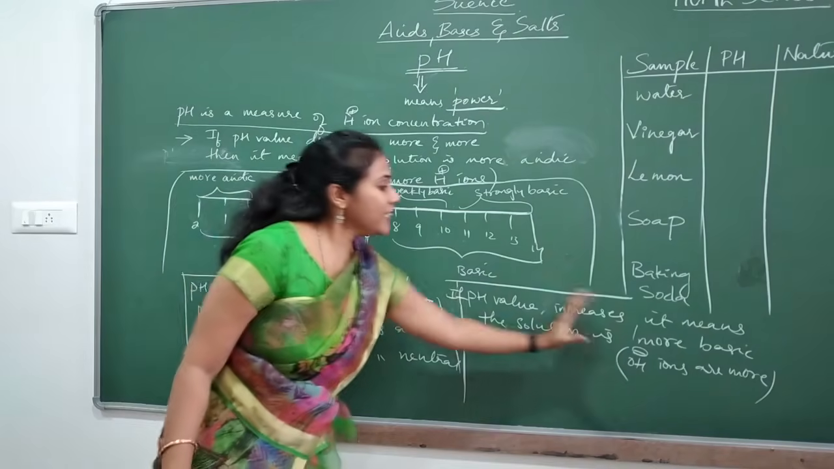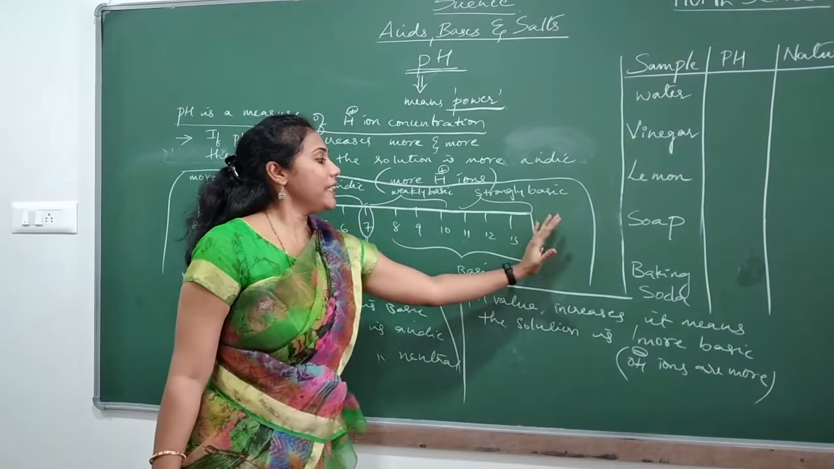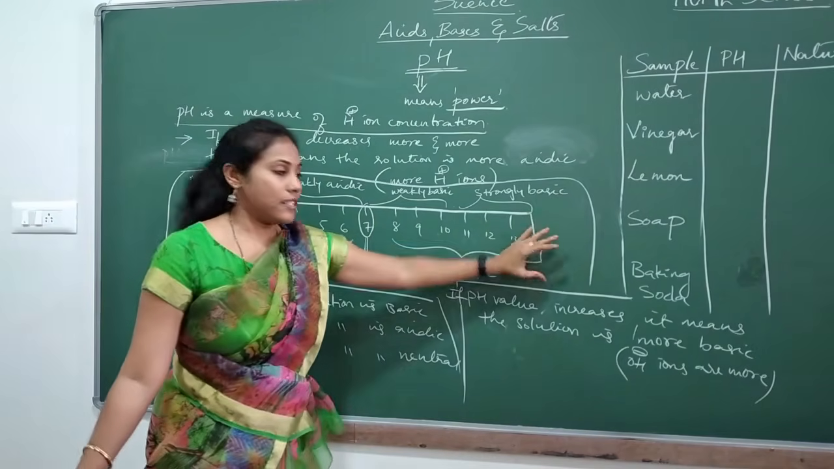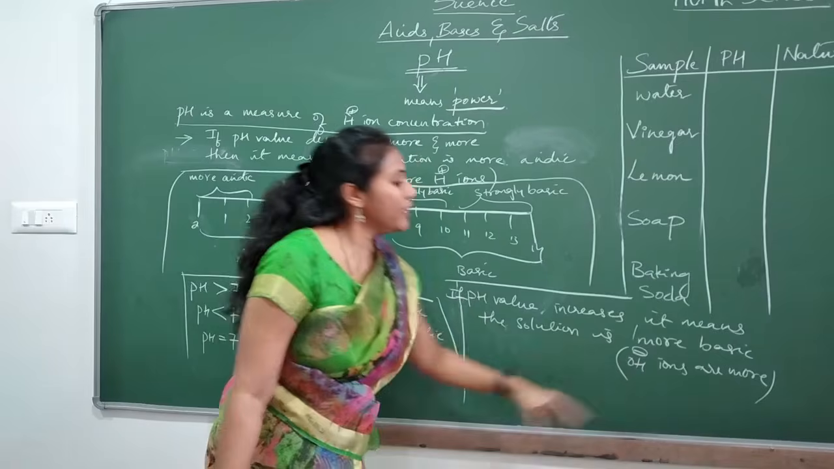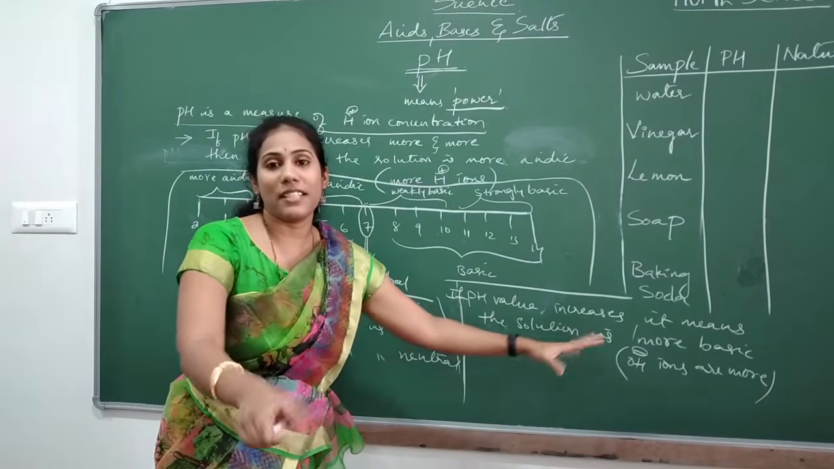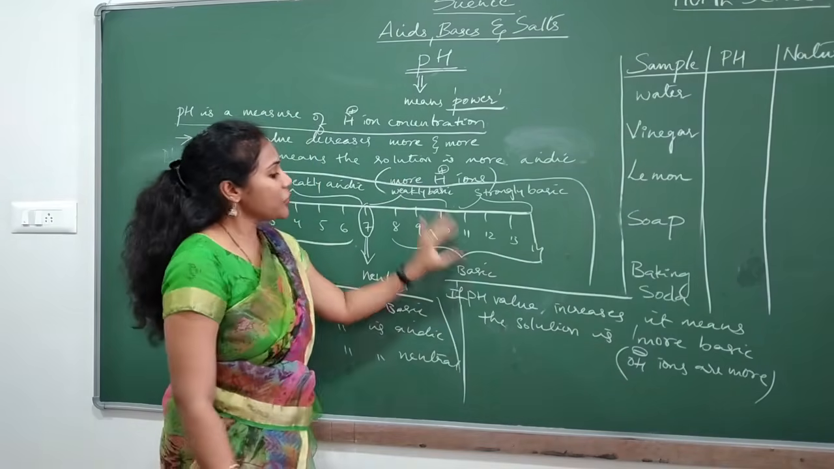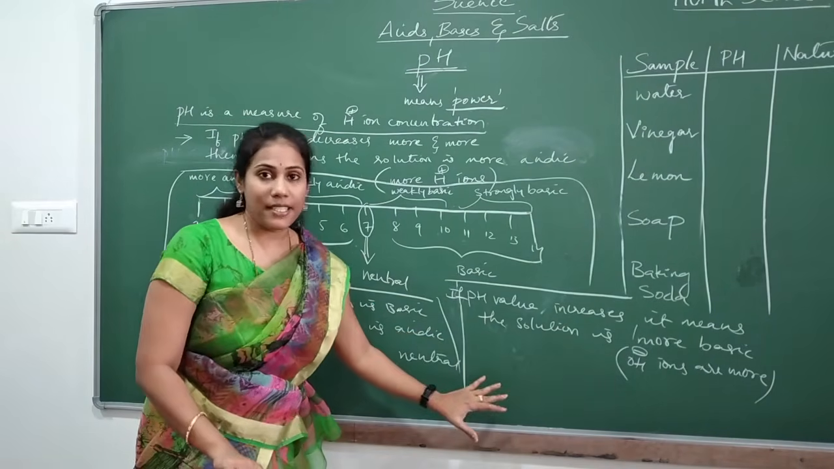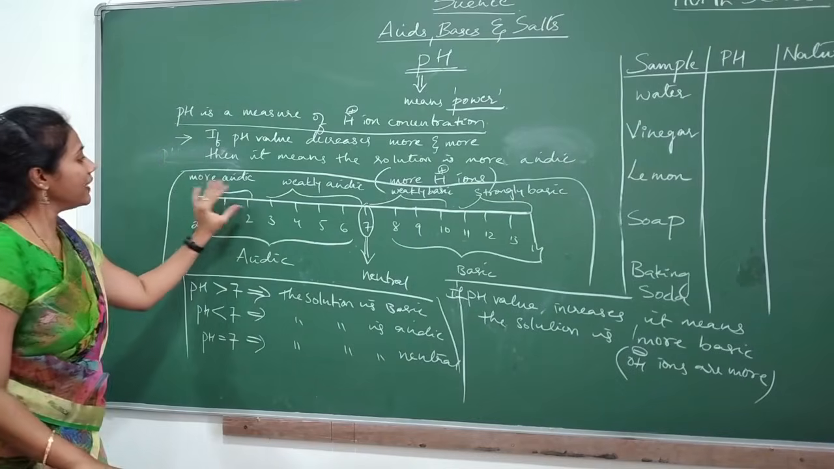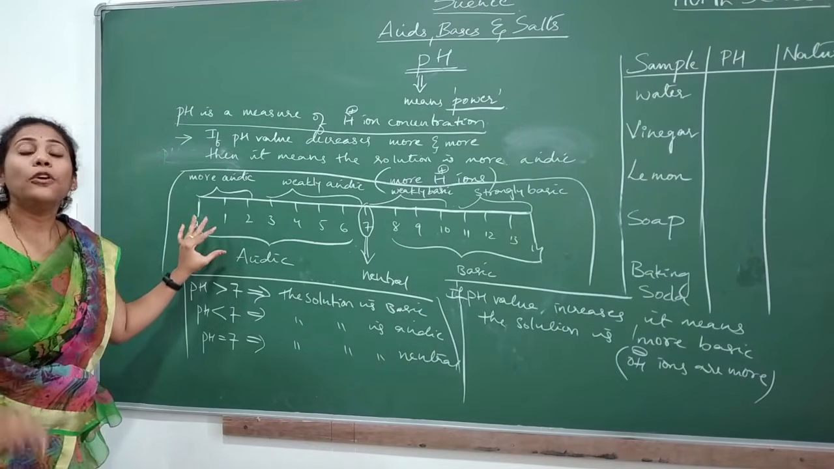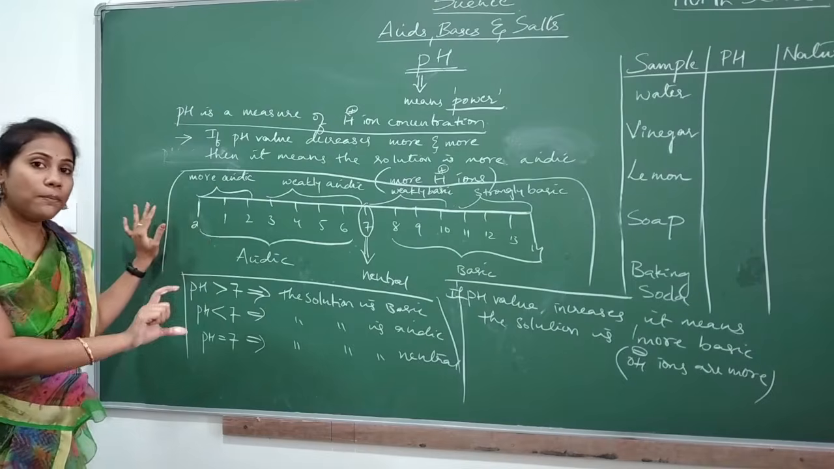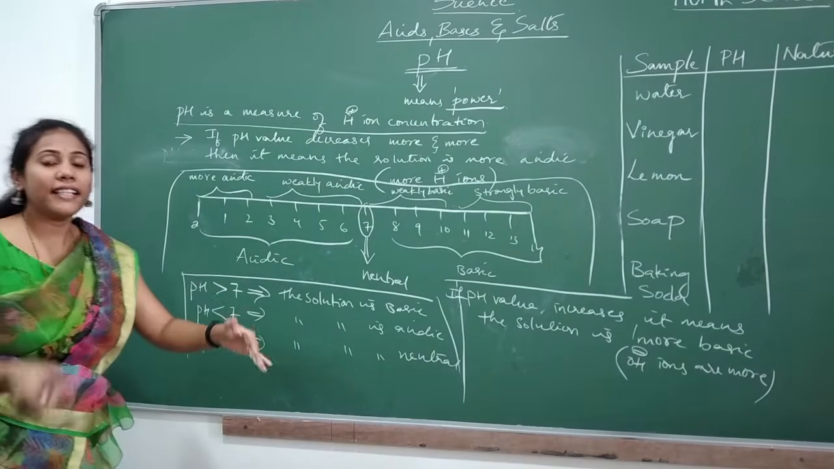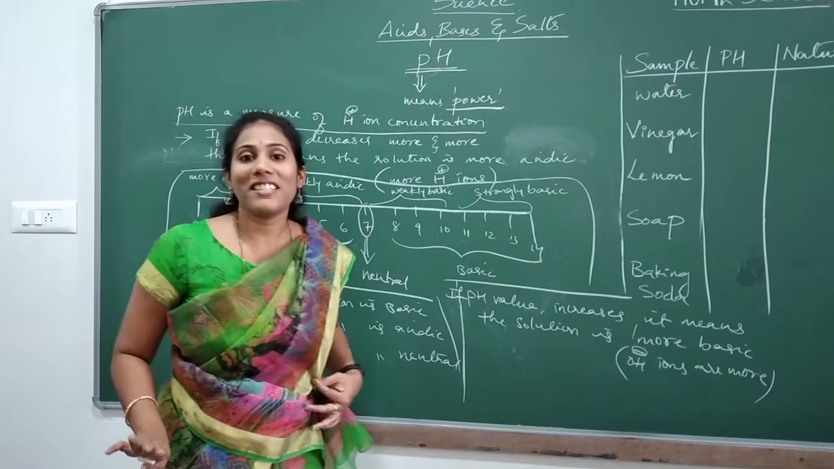So higher the pH value, basic nature always increases. Basic nature more in the sense OH minus ion concentration is more. Basic nature less in the sense OH minus ion concentration is less. Acidic nature more in the sense H plus ion concentration is more. Acidic nature less or weakly acidic means less H plus ion concentration.